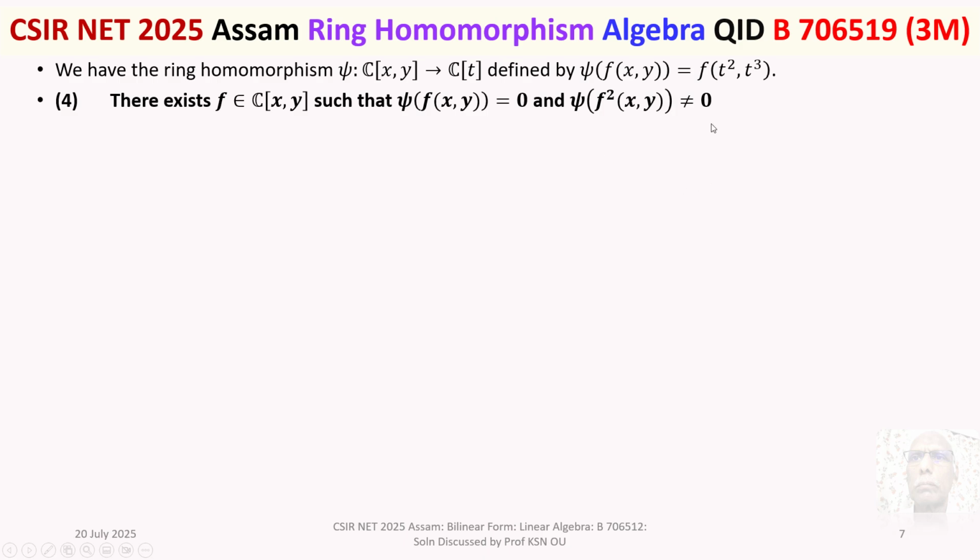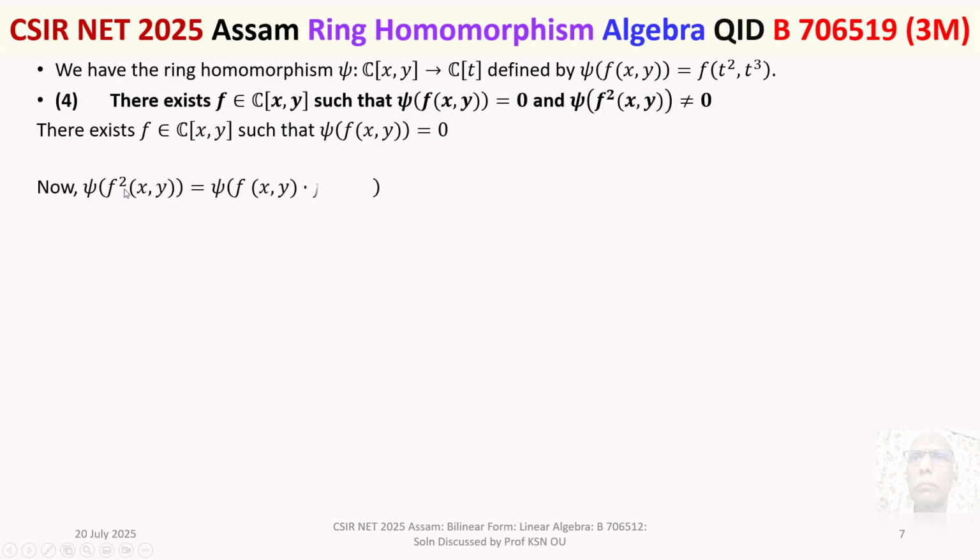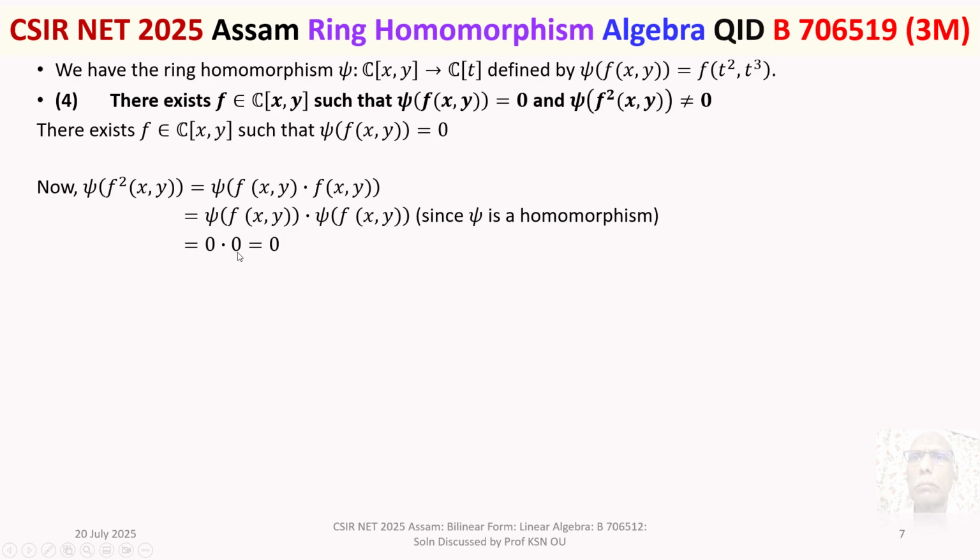This is not true. Anyway, there exists f belonging to C[x,y] such that psi of f of x comma y is 0. Now, psi of f square of x comma y is equal to psi of f of x comma y multiplied by f of x comma y. What is psi? Psi is a homomorphism. Psi respects multiplication. Therefore, psi of f multiplied by psi of f, because psi is a homomorphism. But psi of f is 0. So this is 0 times 0, which is 0.